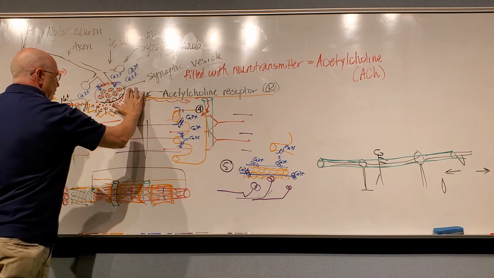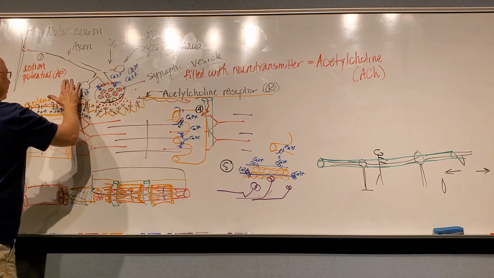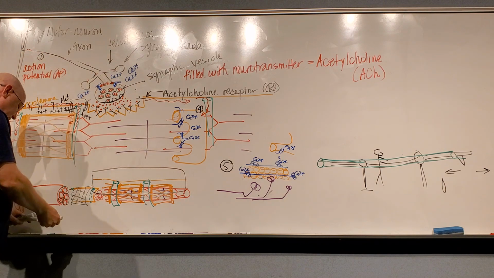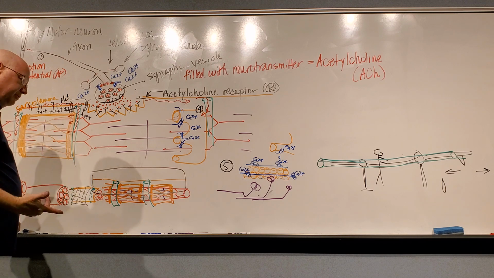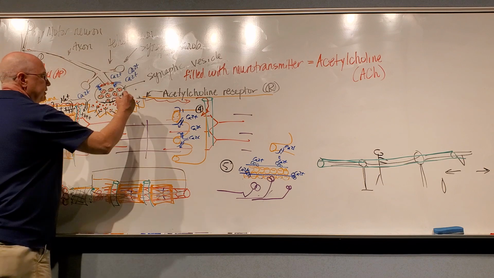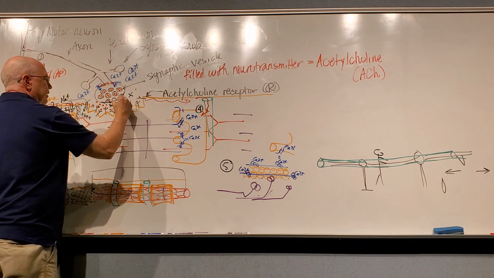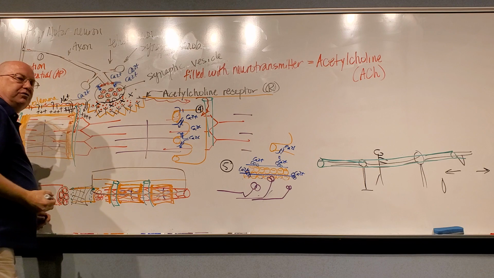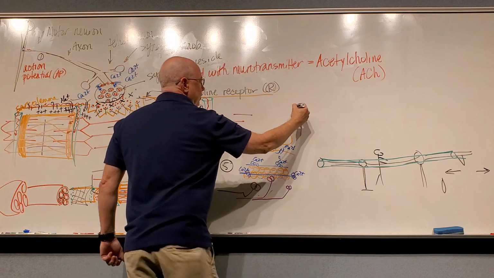Now, once the neurotransmitter release ends, it turns out that there is an enzyme. I didn't talk about it yet. I was saving it for now. There's an enzyme that lives in the synaptic cleft called Acetylcholine Esterase. And that's what these little X's represent.